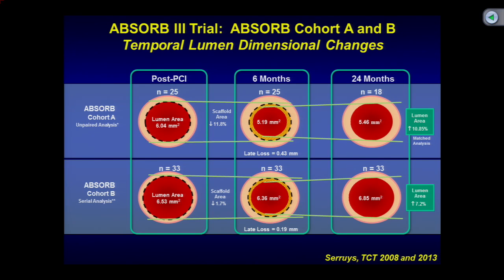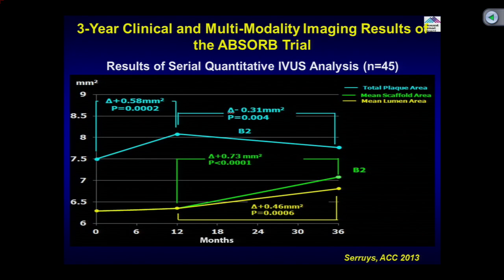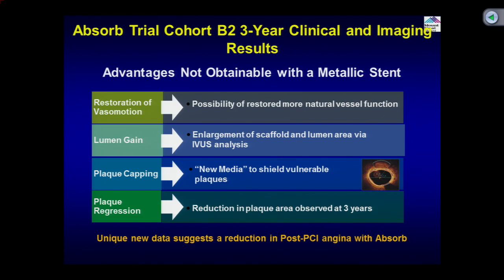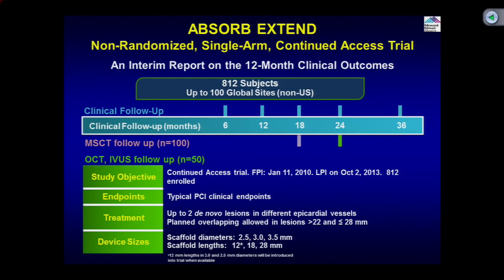Another advantage which has been seen in the ABSORB cohort trial, follow-up IVUS and OCT, is that there is a lumen gain in the newer stent scaffold design compared to the old one. And this has been shown by the IVUS analysis, which showed that really vasodilatation occurs in these vessels. So, having said that, now we actually come to the real life data.